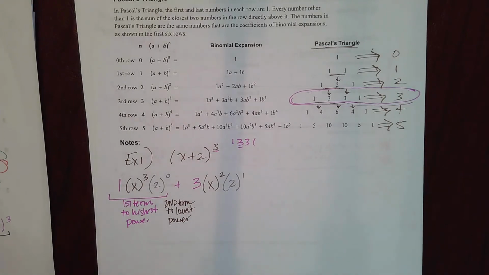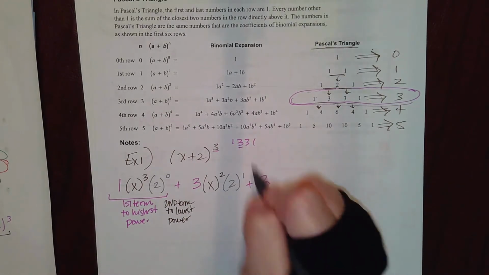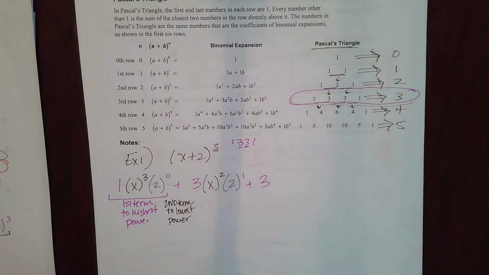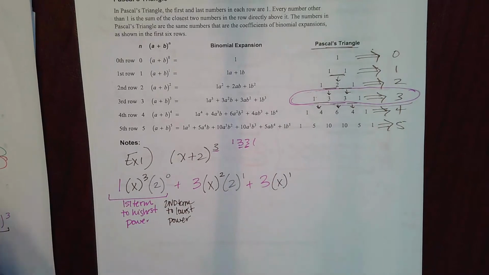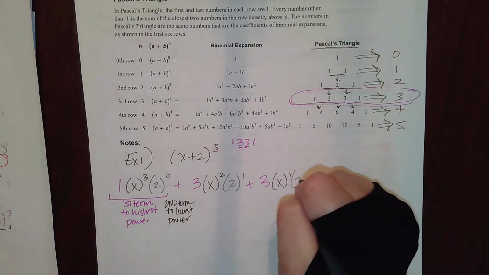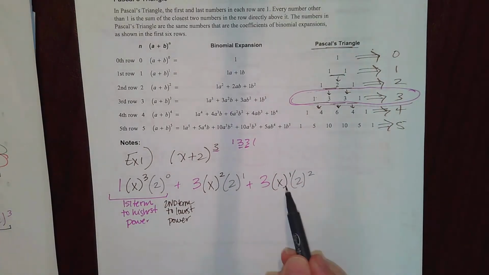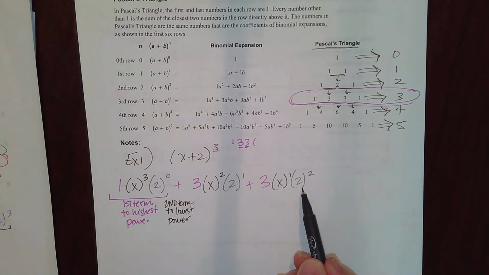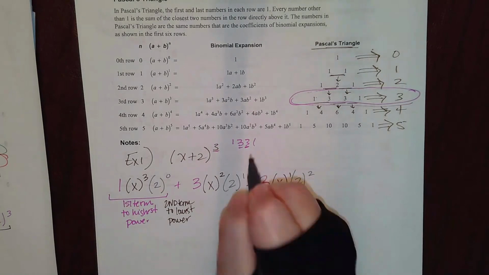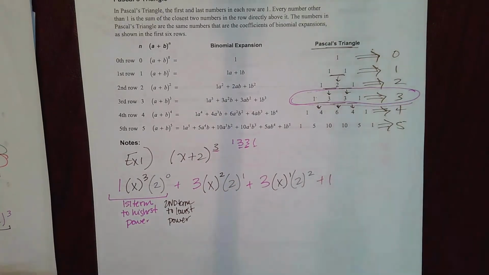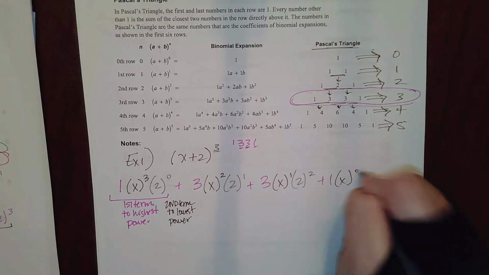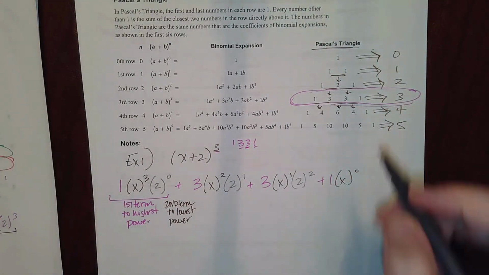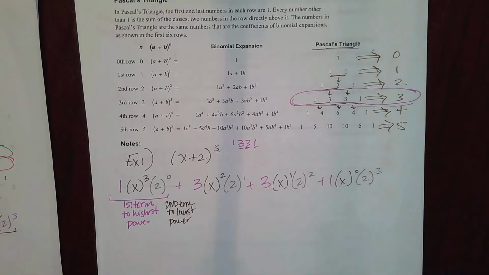Now I go back to my leading coefficient, and now I'm on this 3. So my x becomes x to the first power, and my 2 becomes 2 to the second power. Again, the x's are decreasing, so my first term is decreasing in power, and my second term is increasing in power. And then the last coefficient is a 1, so my x would be at x to the 0, and my 2 would be at 2 to the third.